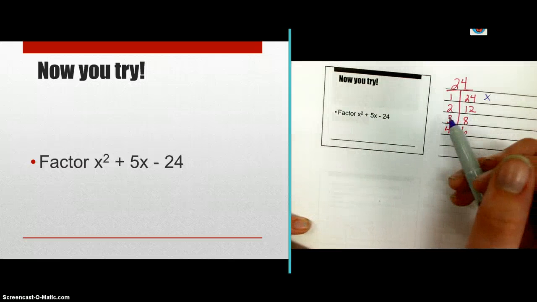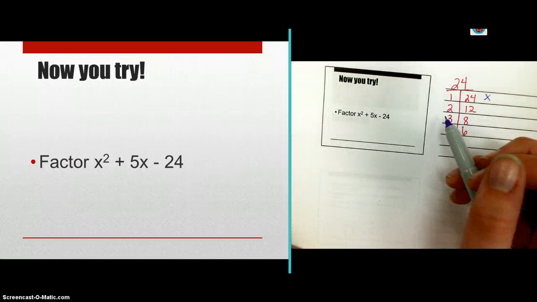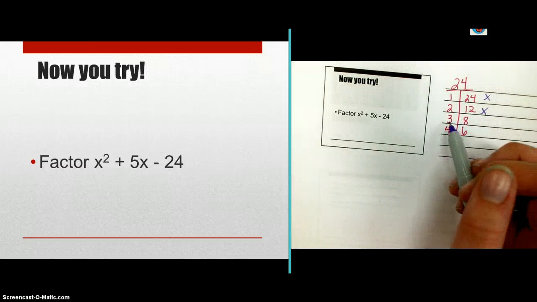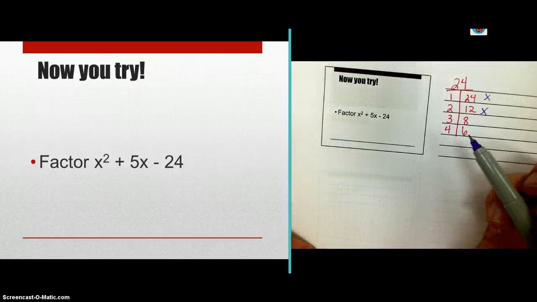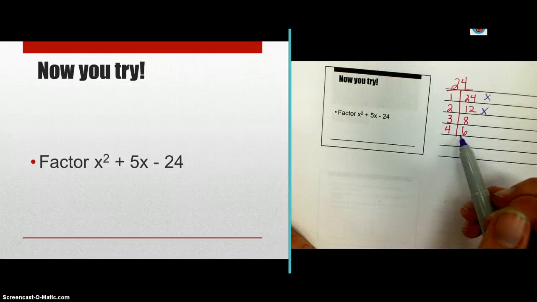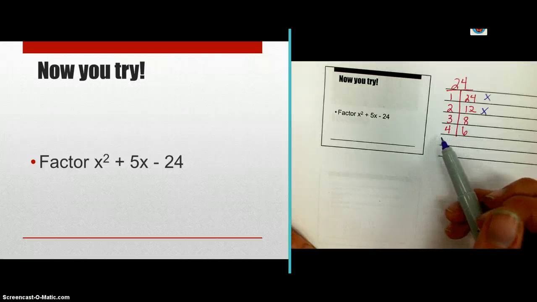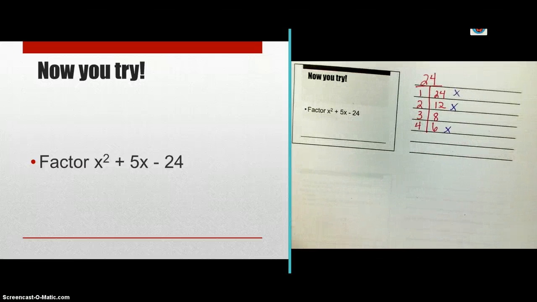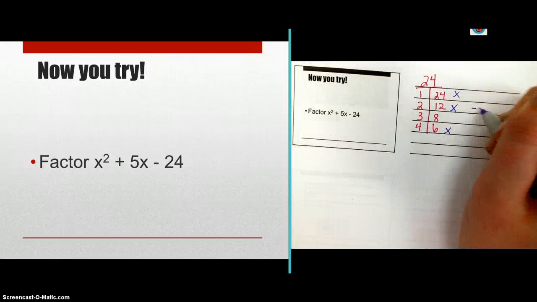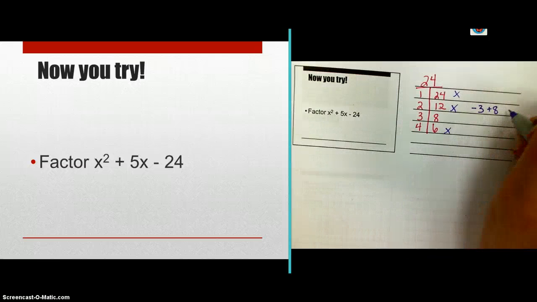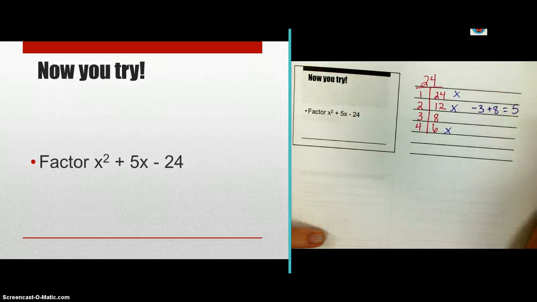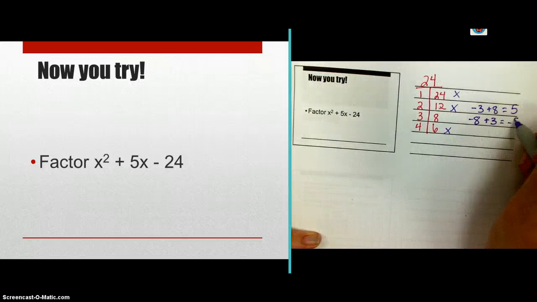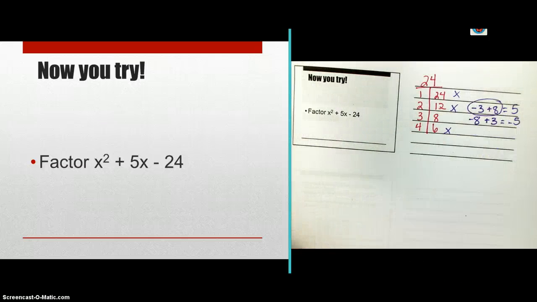With 12, I could have negative 12 and 2. That won't give me 5. And negative 2 and 12, that also will not give me 5. 8 and 3, I can get 5 from 8 and 3, so that could be a possibility. 6 and 4, if I do negative 6 and 4, that won't give me 5. And negative 4 and 6, that won't give me 5. So I know I'm using 8 and 3. I just have to figure out which one is negative. So I can have negative 3 plus 8, and that one does give me 5. But just to check, I can also have negative 8 plus 3, and that gives me negative 5. So I know I'm using these two. I'm using negative 3 and 8.